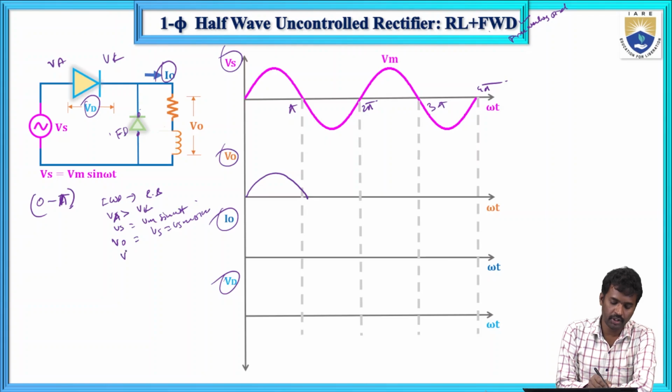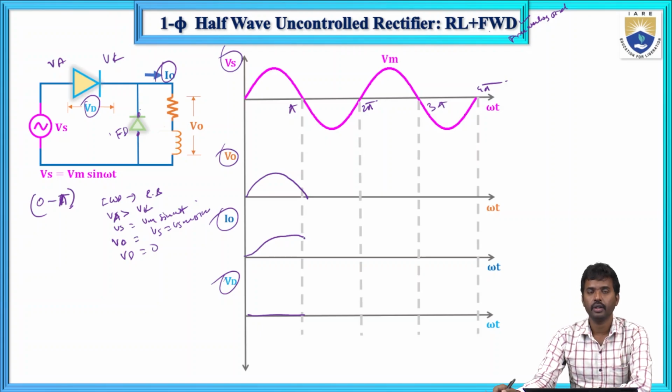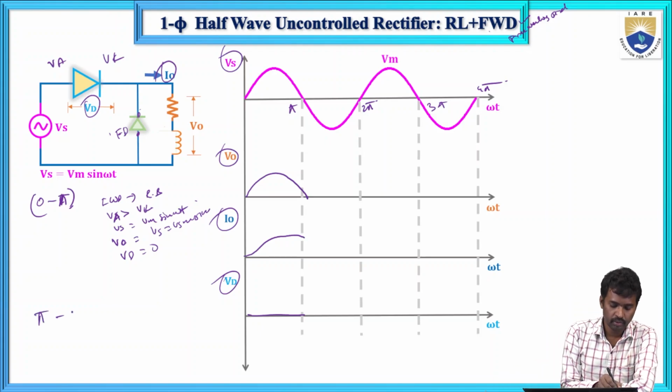After this, in this case Vd equals 0. This is V0, the output voltage. Vs equals 0. What about the current? This current is up to here. Now here, from pi to 2 pi.